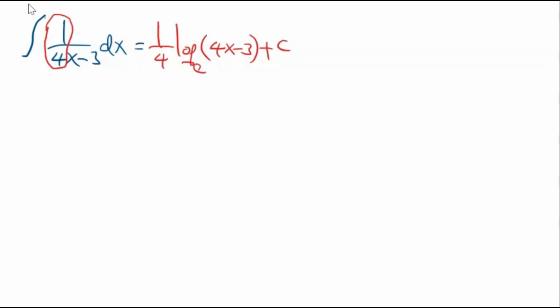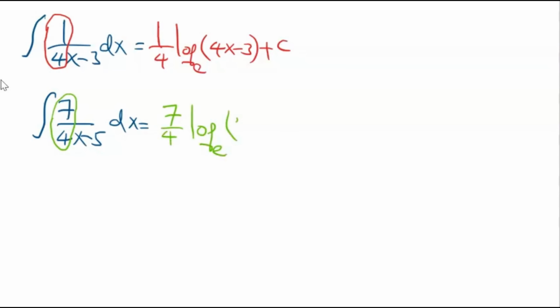And if you have a number at the top, let's say we have a number other than 1, let's say we have this. Again, the 7 and the 4, this whole lot will be written as a fraction. So that's going to be 7 over 4, the natural log of the expression. That's how you do it if the power is negative 1.